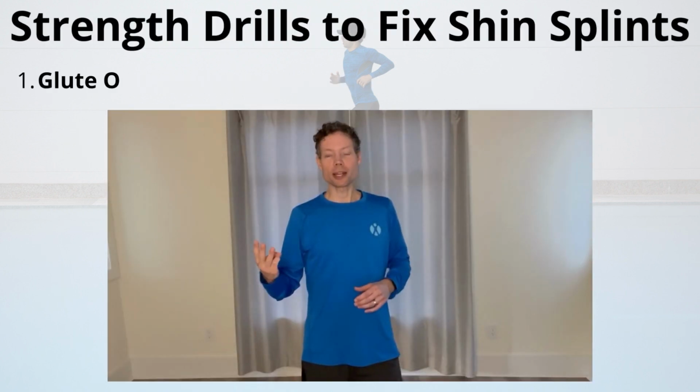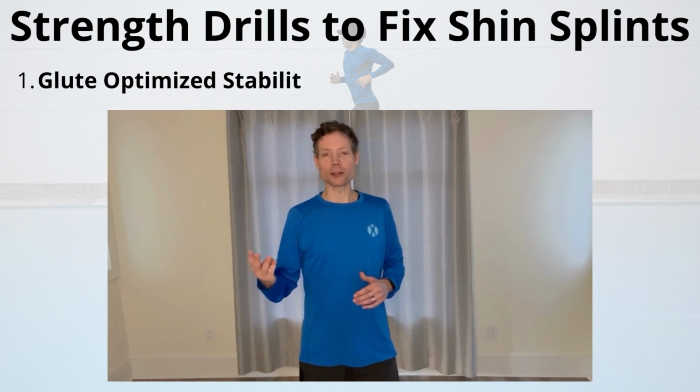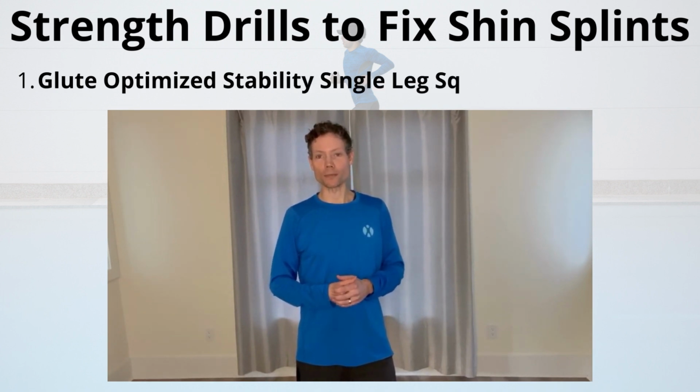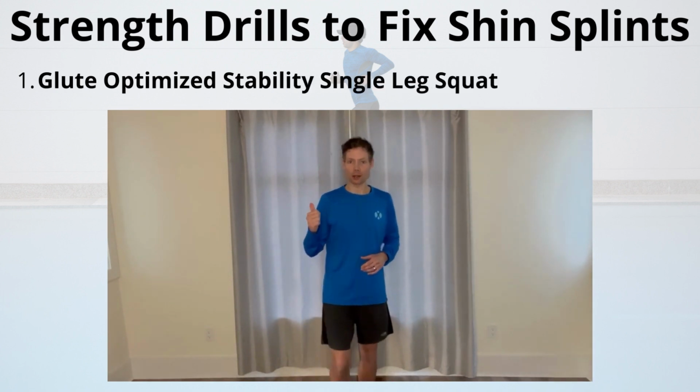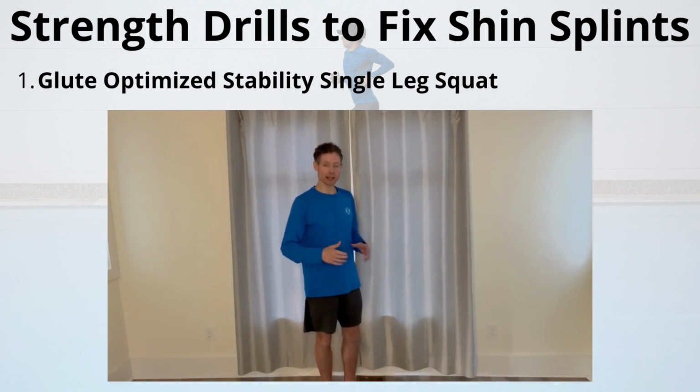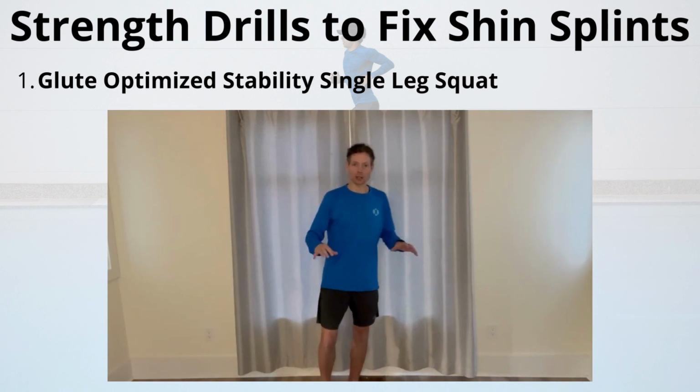These are the three main exercises that each of your runners with shin splints should be able to do. So the first one is a glute optimized stability single leg squat. I know that's a mouthful, but I'll show you what it looks like.